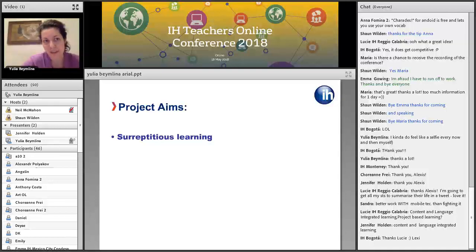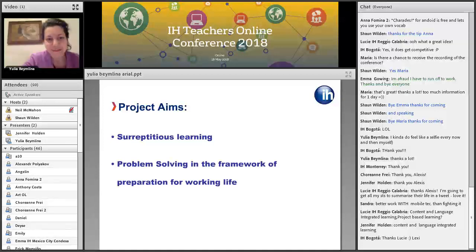And what were my aims when I was choosing this CLIL and PBL project to go for? Surreptitious learning. Okay, that's maybe a weird word choice, but what I mean is that yes, kids are quite tired. Parents are very concerned with grammar, improving their accuracy, and quite often lessons are very explicitly focused on that. So I wanted the kid to learn without noticing that he was learning. Then I wanted him to do something that would come in useful for him later in life and teach him some skills that he might need outside of the English class.